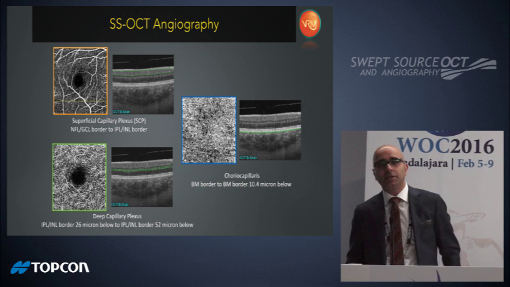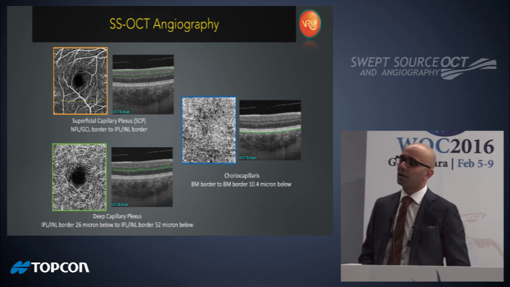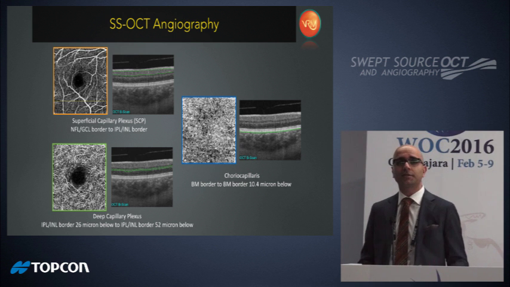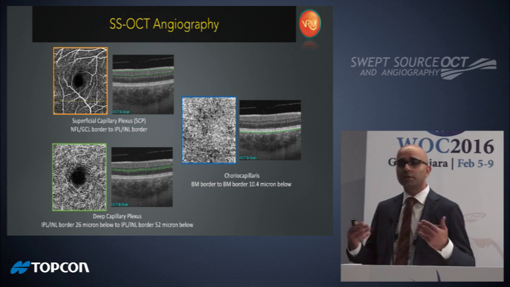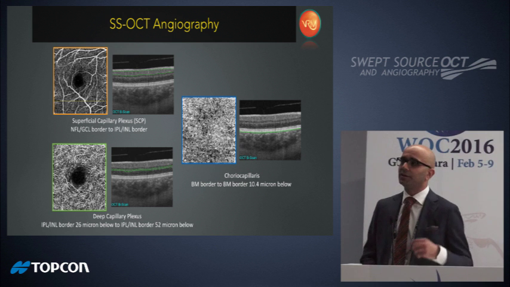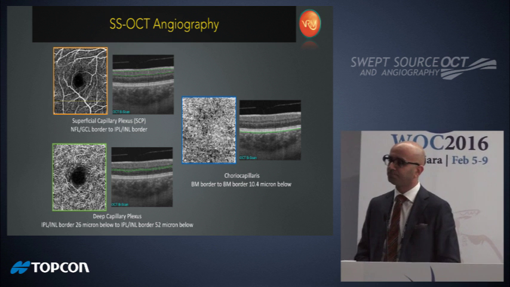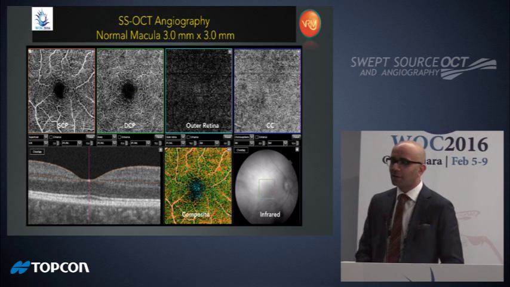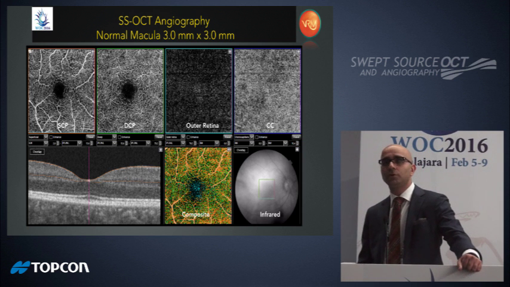So swept source OCTA is very similar to the other spectral domain OCTA devices in that we get information about the superficial capillary plexus, the deep capillary plexus, and the choriocapillaris. As mentioned, these devices all segment these layers very differently based on the way they are designed. The segmentation lines are placed at different locations in order to obtain the information that we are looking for.